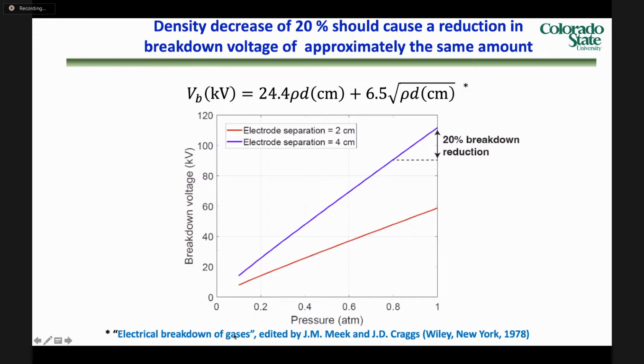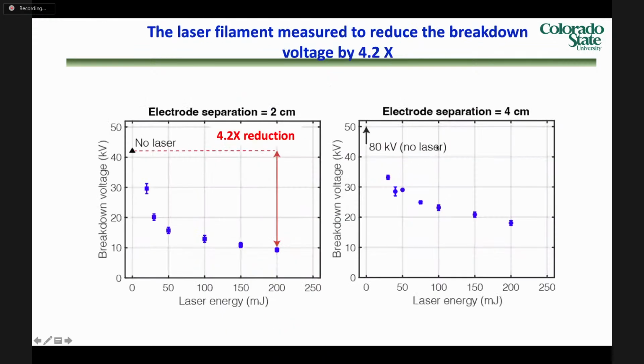Here I'm plotting breakdown voltage versus pressure. If you go from an atmosphere to, say, 0.8 atmosphere, a 20% reduction, you expect a 20% reduction in voltage. However, the measurements that we took of the reduction in breakdown voltage, plotted here on the vertical axis as a function of the energy of the laser pulse that induced the filament, is dramatically larger. For 200 millijoule pulses, we see a reduction in the voltage, in this case for a 2 centimeter gap, from around 42 kilovolts to less than 10 kilovolts. So you have a 4.2x reduction, not a 20% reduction.